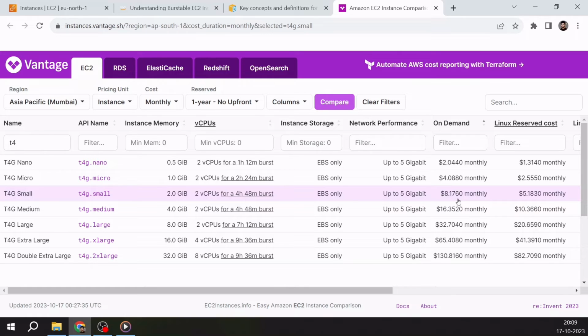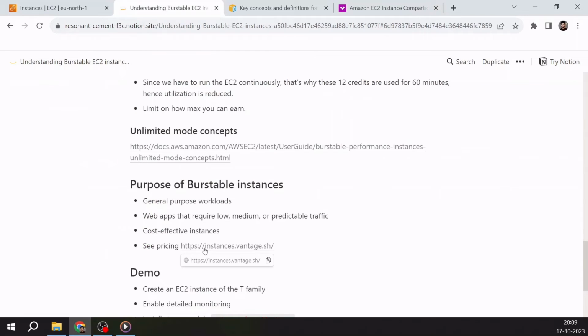So I can install MySQL, and I can run a web application there, and I will be running my entire application at $8 per month. So that is a very cost effective option. If you compare the same configuration, the same instance with a fixed size performance instance, you will see that the cost would be way higher than this $8. So these are very cost effective instances.